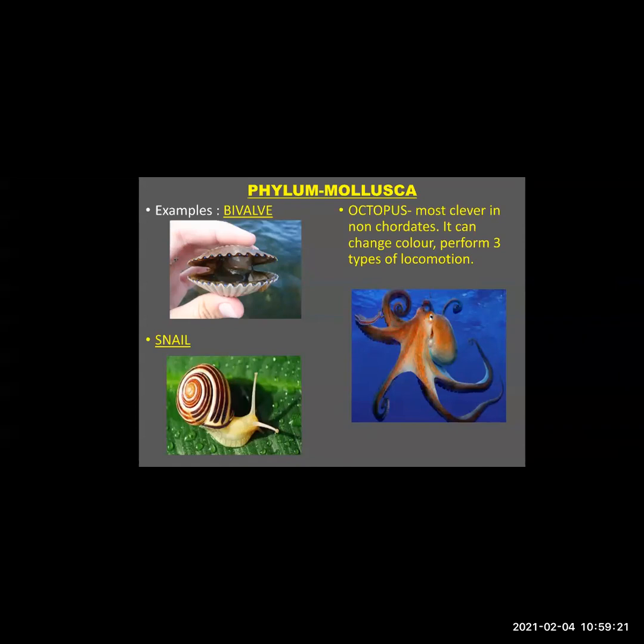The octopus can perform three types of locomotion. Octopus can swim also. Octopus can creep. Even it can walk also. Walking-like action can be done by the octopus. So three types of locomotion can be performed by the octopus. Various examples I just said: bivalve is there, snail is there, octopus is there, oyster is there. Got it?